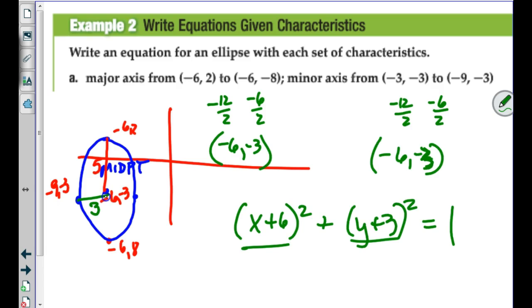So 5 is A. Does everybody get that? Because A is longer. Where does the 5 go? Kelsey said the 5 goes under the Y because the 5 is going up and down. But do I just put a 5 there? Okay. And going across, a 3 squared is, okay. I don't think these are really that bad to write equations for.